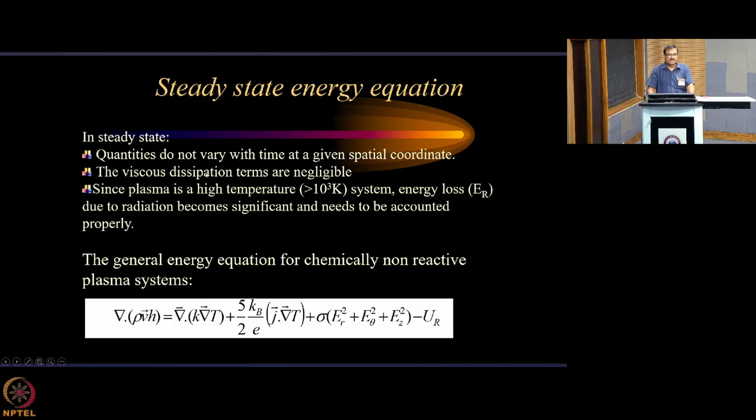The viscous dissipation terms are negligible. Here we have considered that. And then since the plasma is a high temperature system, we must include the radiation, which becomes significant and needs to be accounted for. E_R is the radiation loss, so you don't mix it up with this E, the electric field. This is the electric field and this is the radiation loss, the energy loss by radiation.